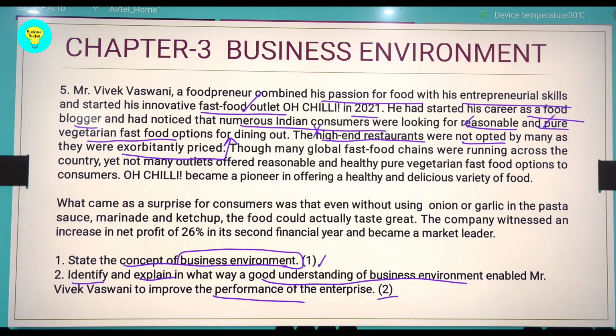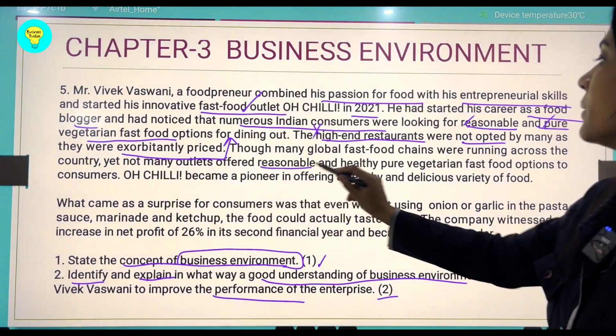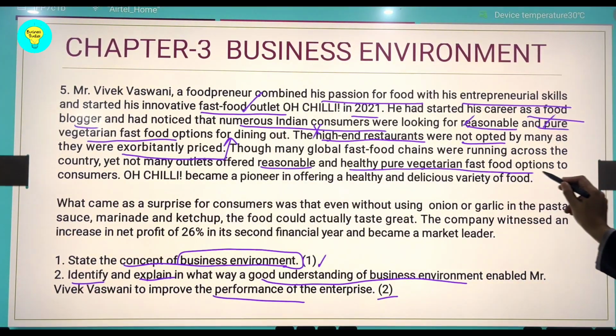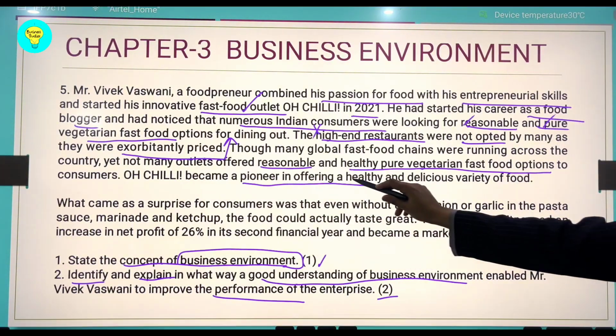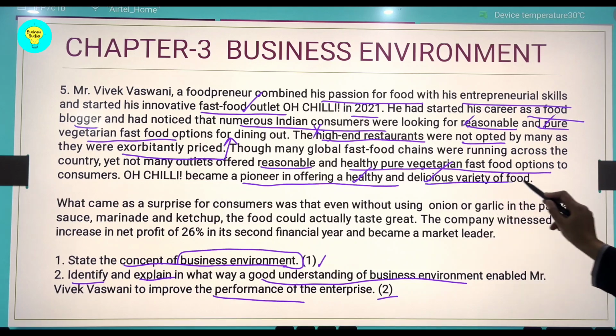Though many global fast food chains were running across the country, yet not many outlets offered reasonable and healthy pure vegetarian fast food options to customers. O Chill became the pioneer in offering a healthy and delicious variety of food. So these are the key words from the study you can take up.